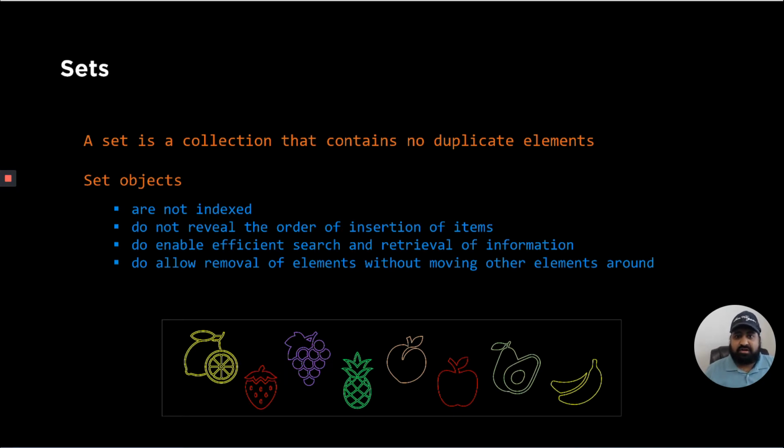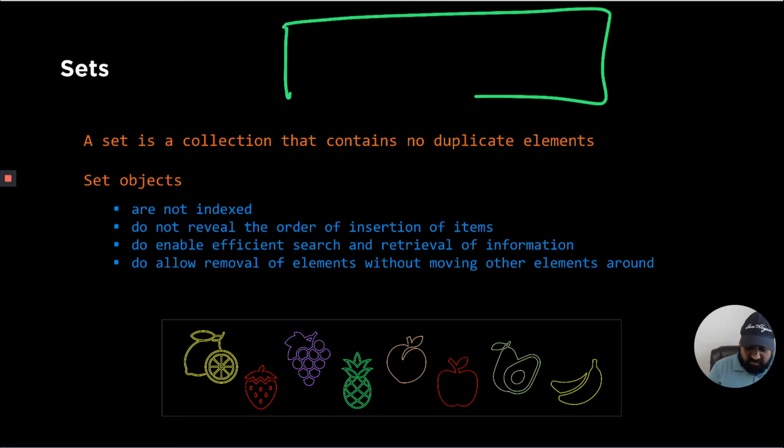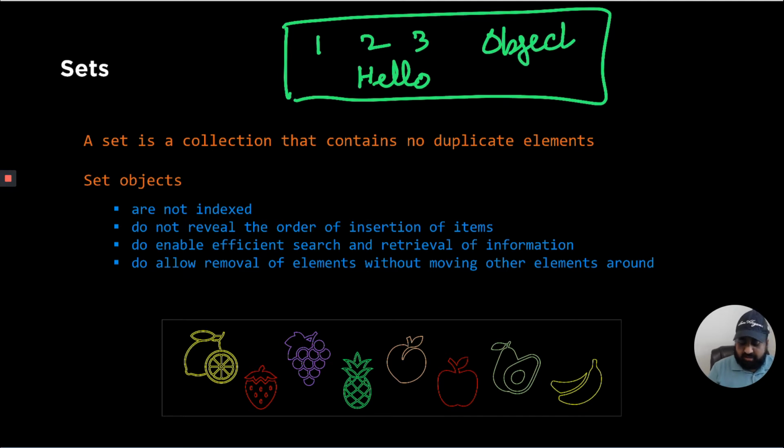Sets in the context of computer science are pretty similar to what you might have already seen in your high school algebra or statistics classes. A set is basically a collection that contains no duplicate elements. So you can think of a set as a box, and this box could have integers, it might have strings, it could also have objects, or it could have a combination of all of these.